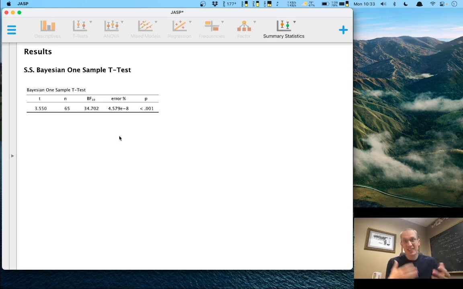So JASP is actually having to do some computer approximation of this complicated integral, and that's where that error comes from. But you'll notice it's very, very small. This is 4.579 times 10 to the negative 8. So that's like 7 zeros before that 4. It's really, really accurate, so don't worry. It also gives you the p-value, of course, which we don't necessarily need here since we're doing a Bayesian test.